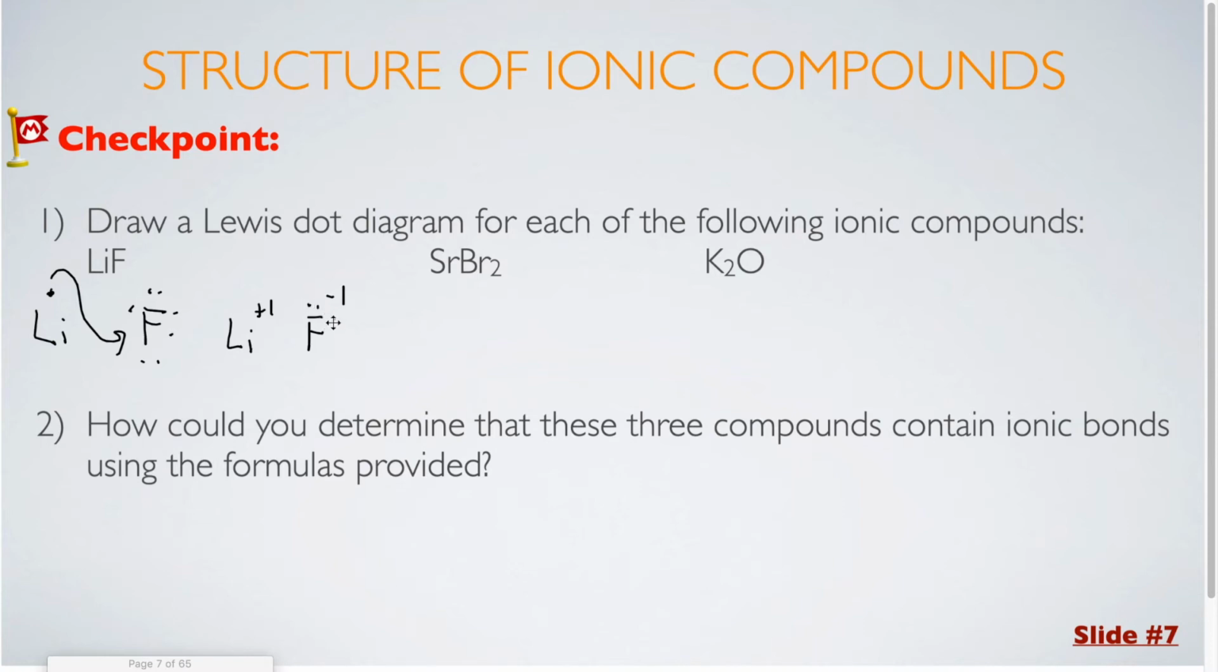We have 1, 2, 3, 4, 5, 6, 7 valence electrons from the original atom, and then the new valence electron which comes in from lithium. We draw brackets around each of these ions to show that they are two separately charged particles and that the electrons are not shared in the middle.